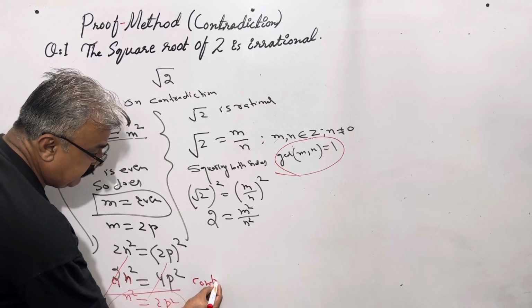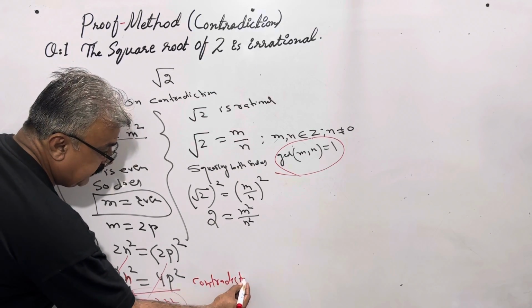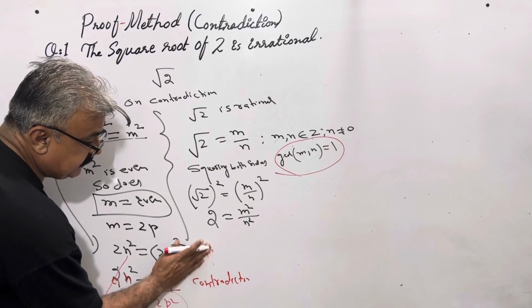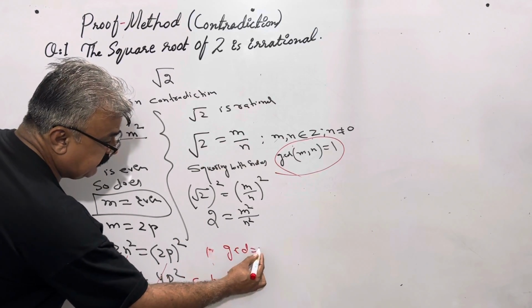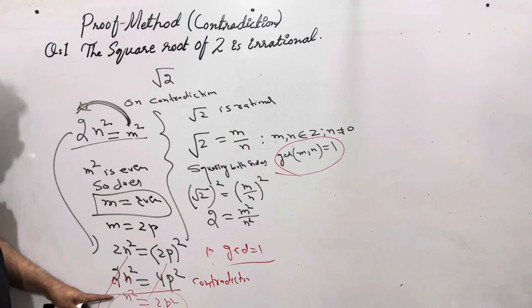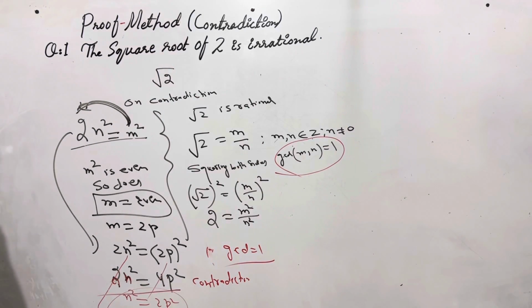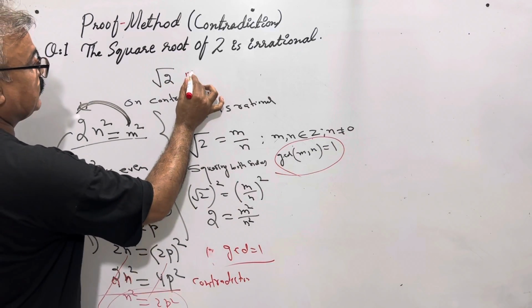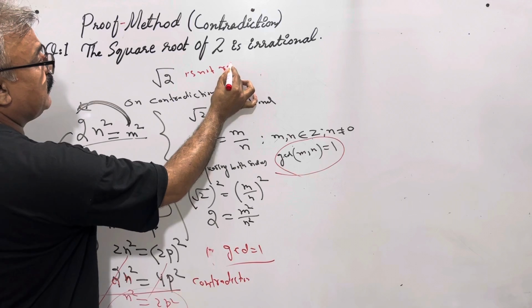It is a contradiction by the definition of a rational number. They must be relatively prime. Their GCD must be 1. Here it seems to be 2. It is a contradiction. So, by virtue of contradiction, root 2 is not rational.